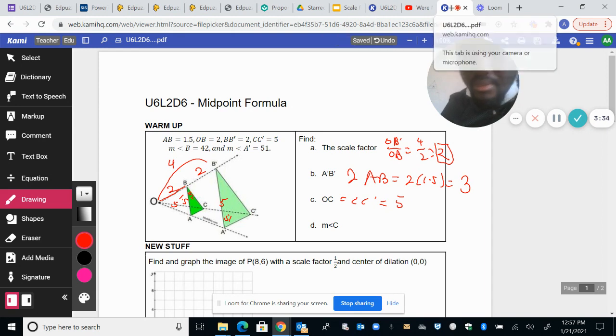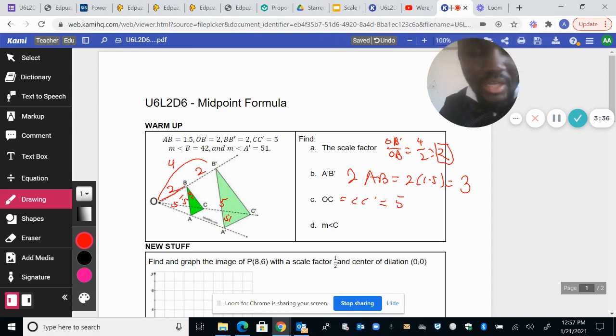And then you see under dilation, angles are congruent. So corresponding angles are congruent. A prime is 51, so A has to be 51. And then C will be just 180 minus the sum of the other two angles. So you do 42 plus 51 to be 93, and then 180 minus 93 gives you 87. So the measure of C is 87 degrees.